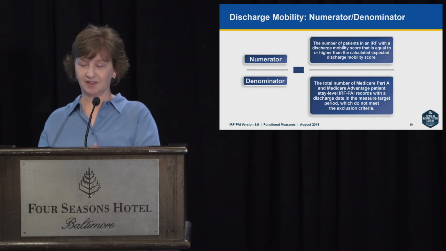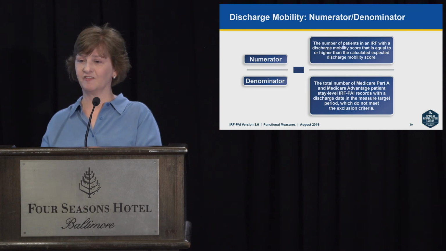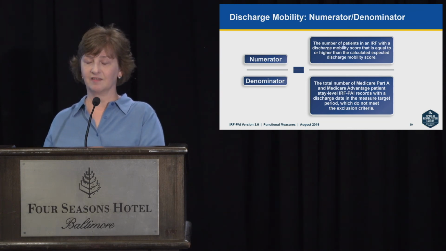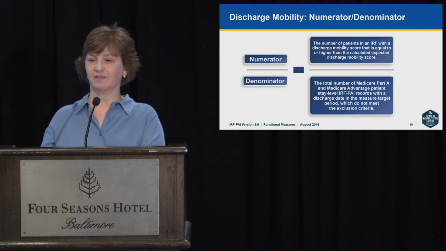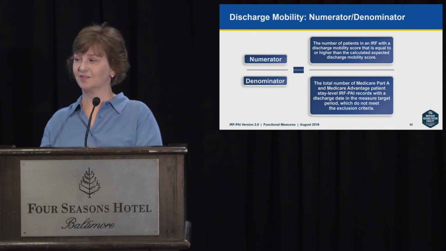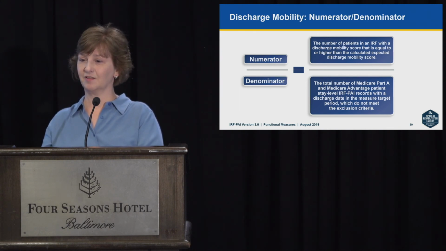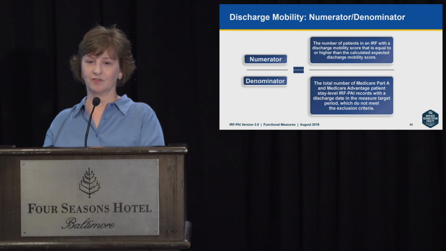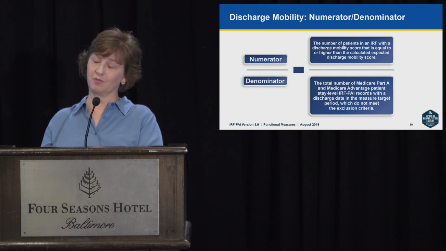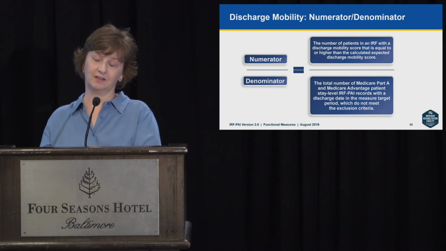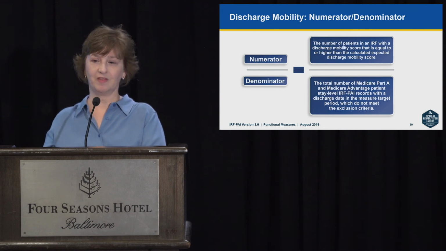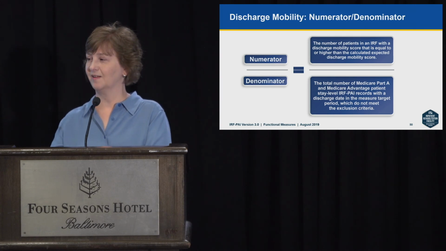Let's say we had a different patient, also had an observed score of 80, but in this case, the expected score was 84. So their observed in this case is lower than the expected score. So based on the national experience, we would have expected they would have gained a little bit more function. So in this case, would they be in the numerator? No.